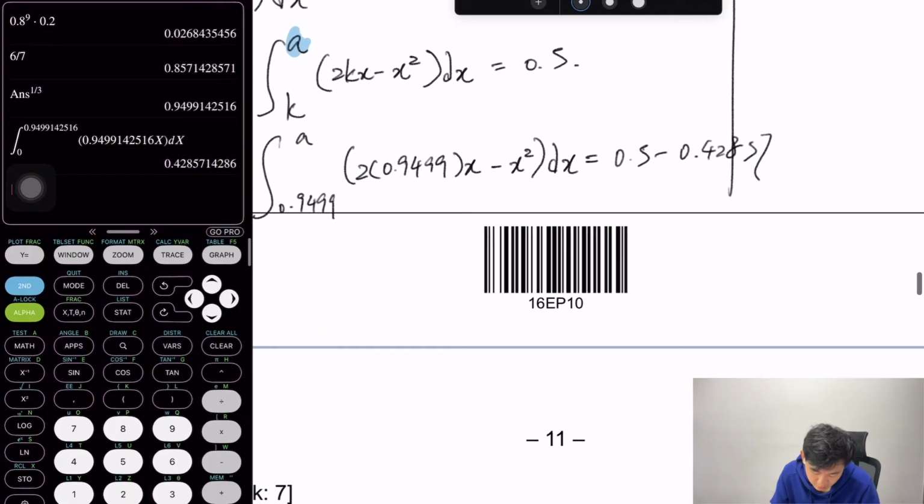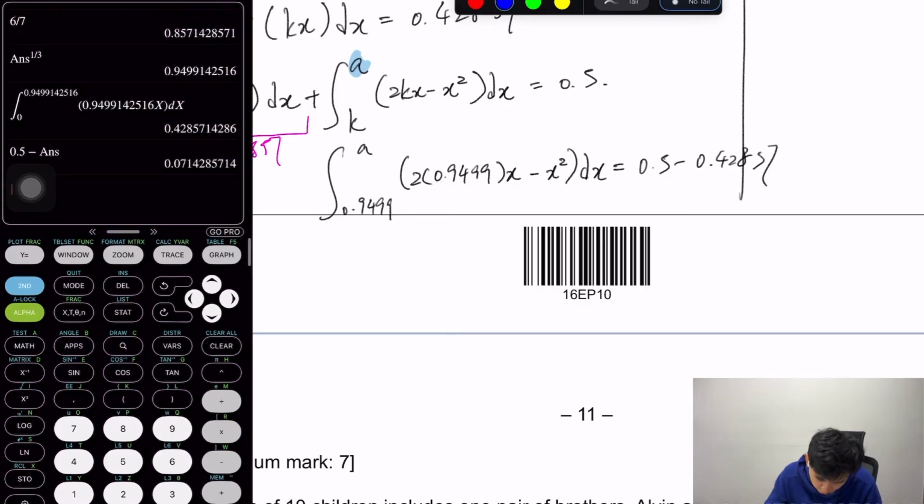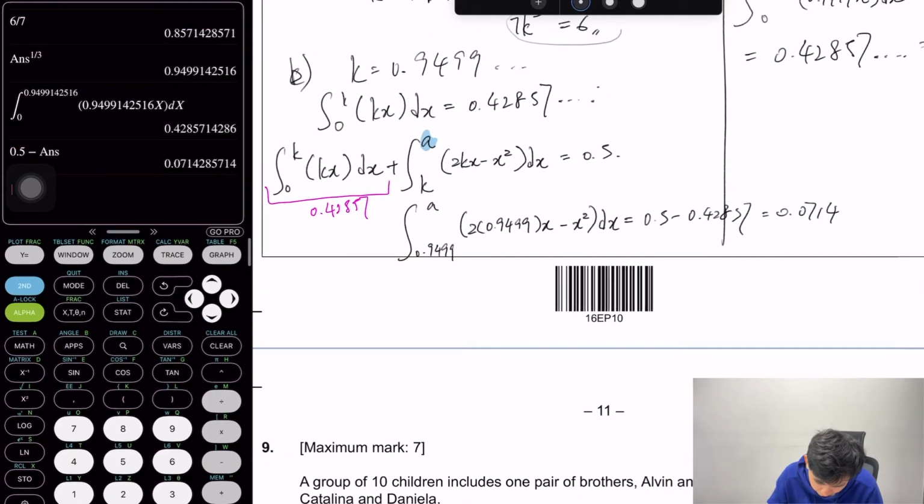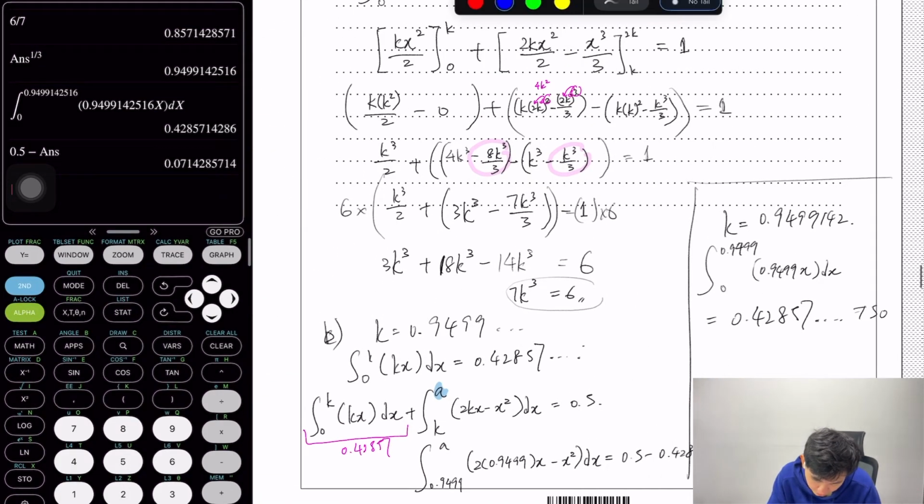So then now everything is still solvable, but you need to do a little bit of work. So we're going to use 0.5 minus our answer, which is 0.07. This is equal to 0.0714. Okay. So if we calculate that a little bit, we can then have the integral result back here, which is 3 minus 7/3, which is like 2k.